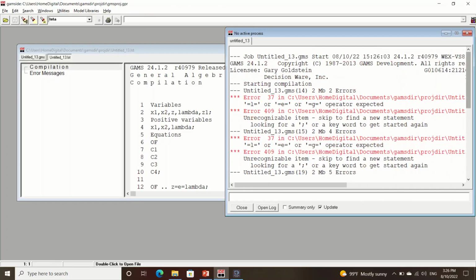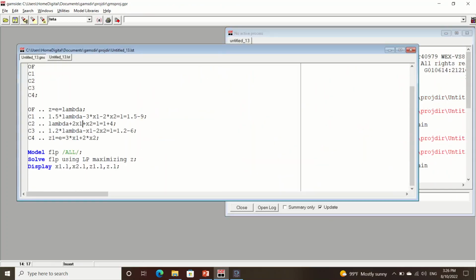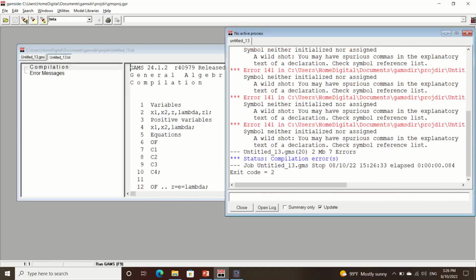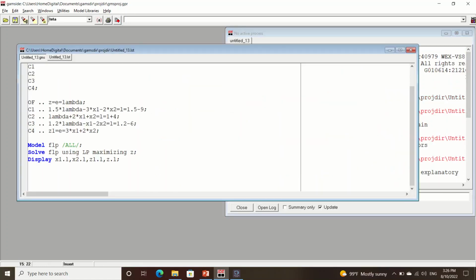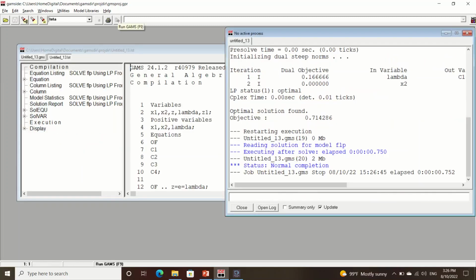Oh, there are many errors. Lambda up to multiply. And also there are errors. Oh yes. Unfortunately, I've forgotten the sign of multiply.